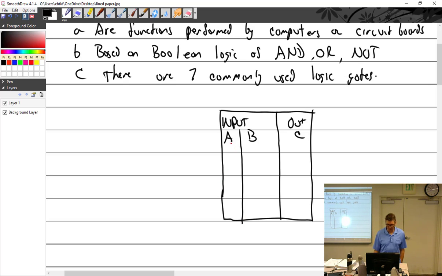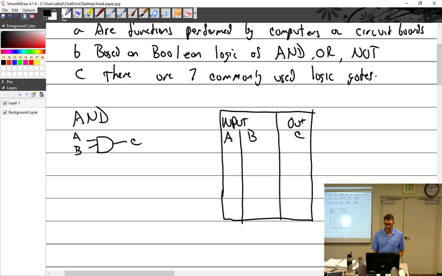All right, so let's start with an AND. AND looks like that. Correct. And we'll make this one up here. Top will be A, this is B, that is C.